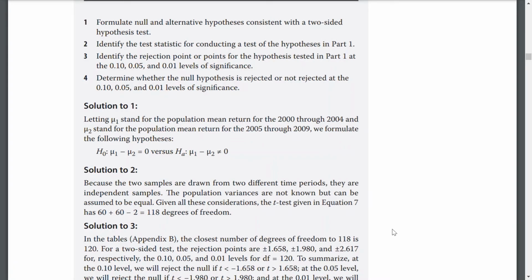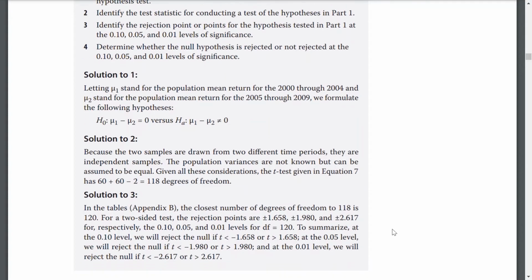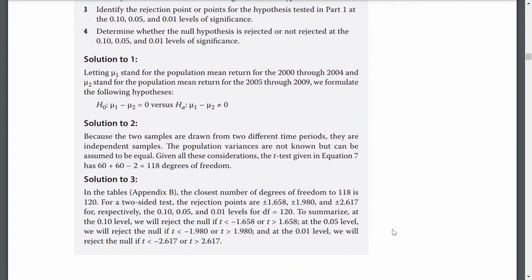We formulate the following hypothesis. The null hypothesis is mu 1 minus mu 2 equals 0, versus the alternative hypothesis mu 1 minus mu 2 does not equal 0. Solution to 2: because the two samples are drawn from two different time periods, they are independent samples.